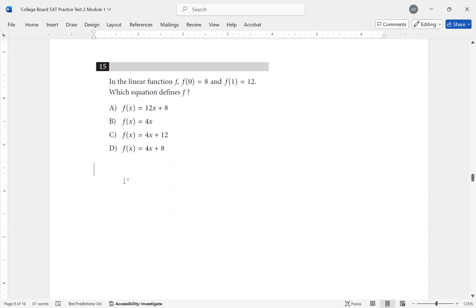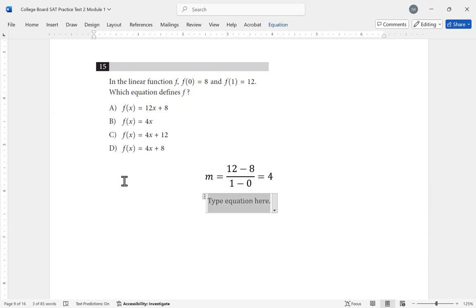Question 15 says, in a linear function, f of 0 is equal to 8, f of 1 is equal to 12. What equation defines f? Well, basically we see we have 2 points there. So we know that the slope of a line is going to be the difference in y values, 12 minus 8, divided by the difference in x values. Here we get 1 minus 0. So slope is going to be 4 over 1, which is 4.